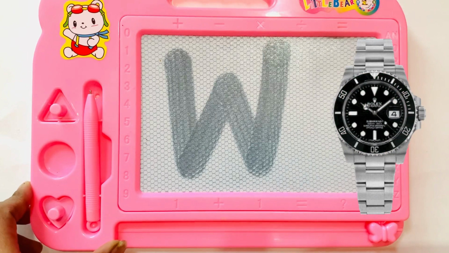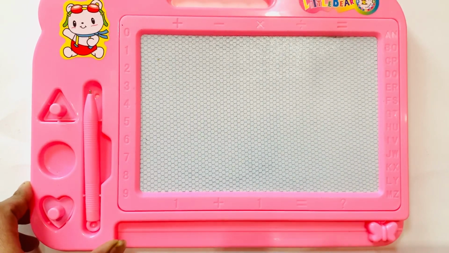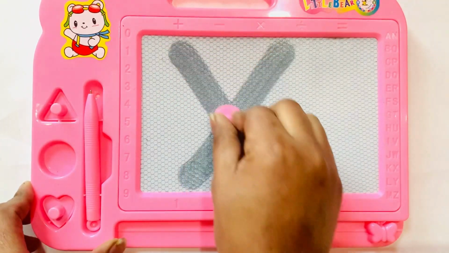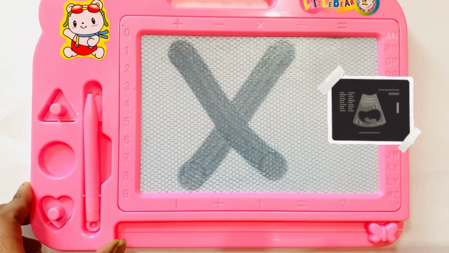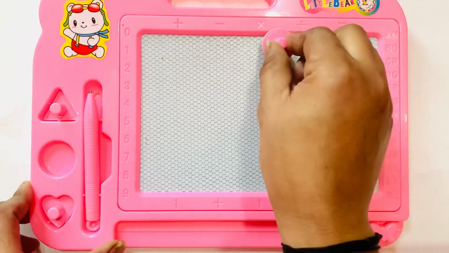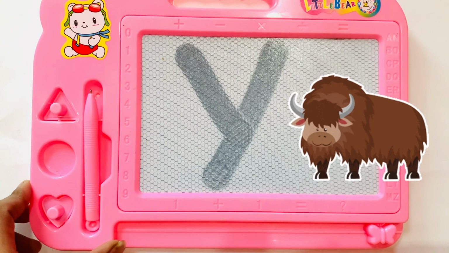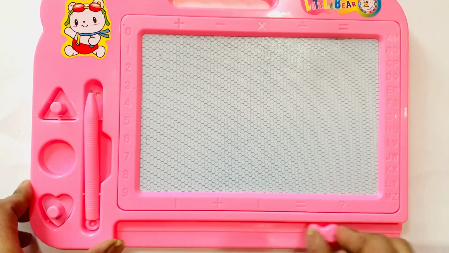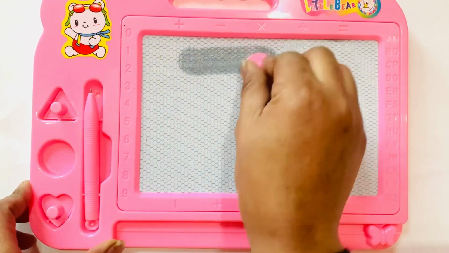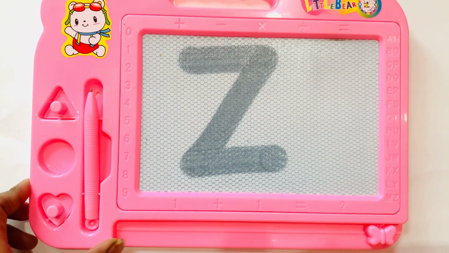W. W for watch. X. X for X-ray. Y. Y for yak. Z. Z for zebra.